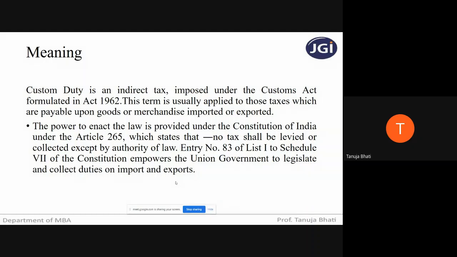Did everyone understand what is the meaning of customs duty? Yes, students? Yes, ma'am. Okay.